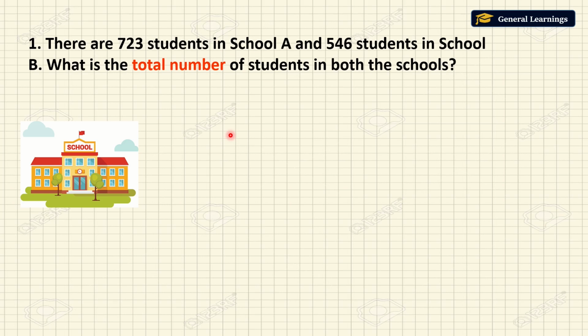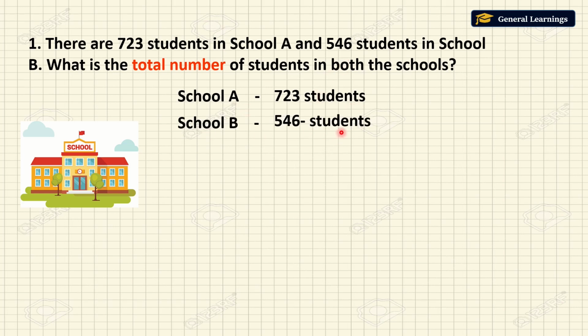First we need to write the statement. In school A there are 723 students. In school B 546 students. Now we are going to find out how many students are in both the schools. First we need to arrange the numbers vertically. Here it is a 3-digit number, so we should write the place values from the ones place: ones, tens, hundreds. So we need to arrange the numbers from the ones column towards the left. So 3, 2, 7, 6, 4, 5.